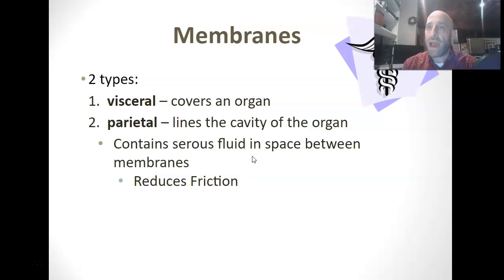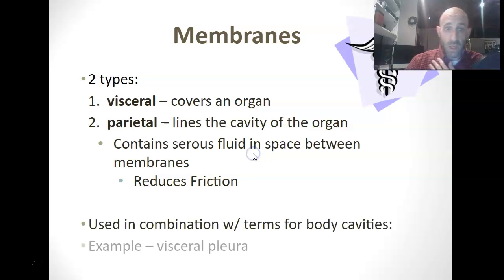Let's talk a little bit now about how we name these membranes, because this is the tricky part of this section. You're going to name them based on the cavity that they're in, and if it's on the actual organ or if it's on the wall of the cavity. So, for example, if I'm talking about the lungs, right? The lungs are in the pleural cavity or the pleura cavity, right? If I want to know about the membrane on the lungs, it would be the visceral pleura, because it's the membrane that's on the lung, not on the walls. So that's visceral. And then the second word is pleura, and that tells you it's the lungs.